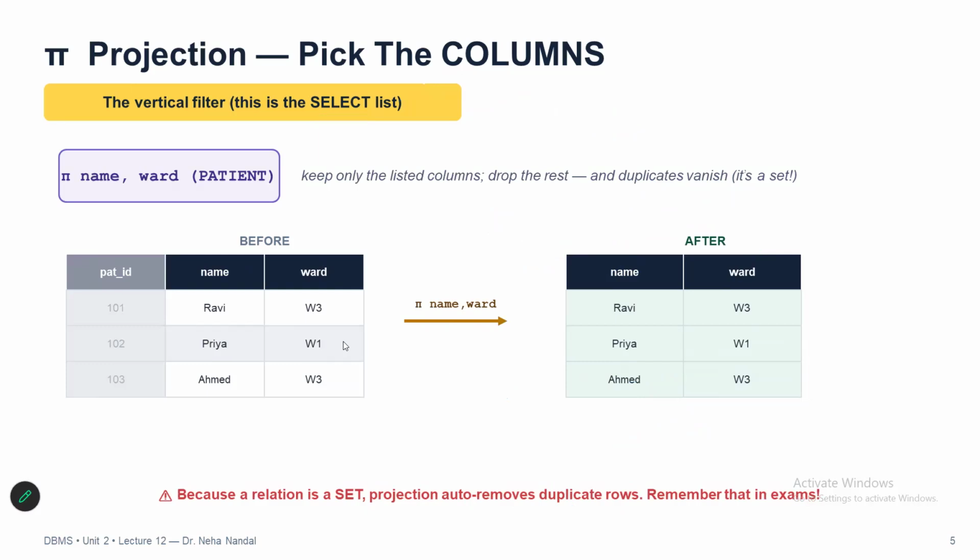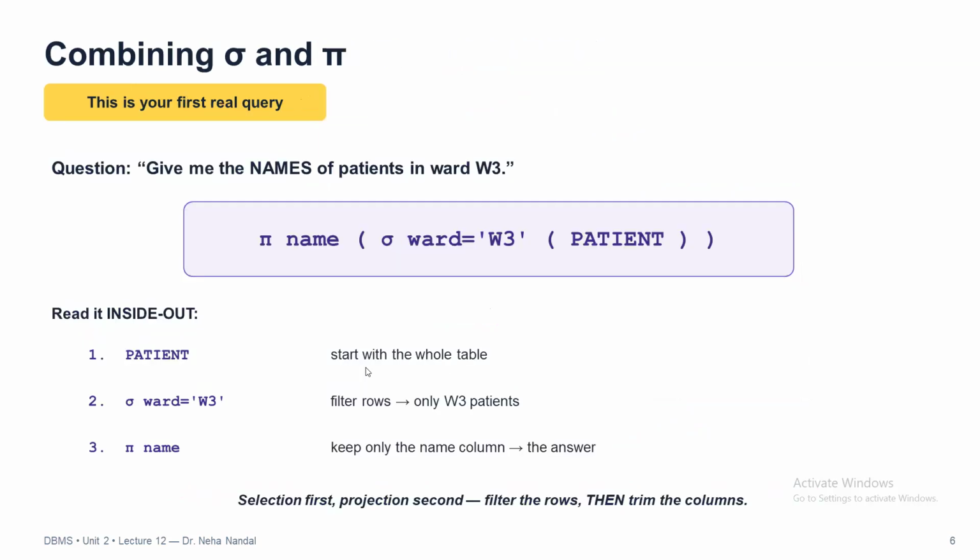Great. Now let's move to the next one. Now we want to combine these two things for one question, one query, I would say. So my first real query, let us understand this: give me the names of patients in ward number 3. So here we want to project only the names from the table, and that too only those who are in ward number 3. Then Ravi, Ahmed, this should be our output. Then how to represent it?